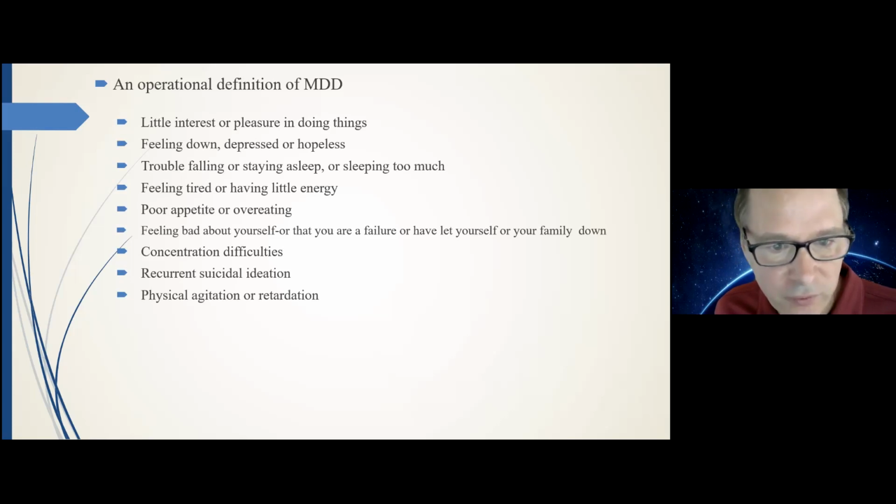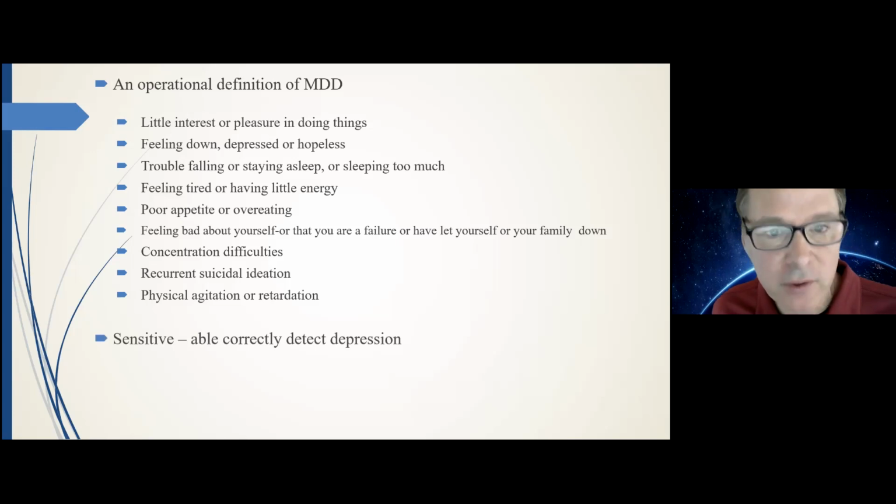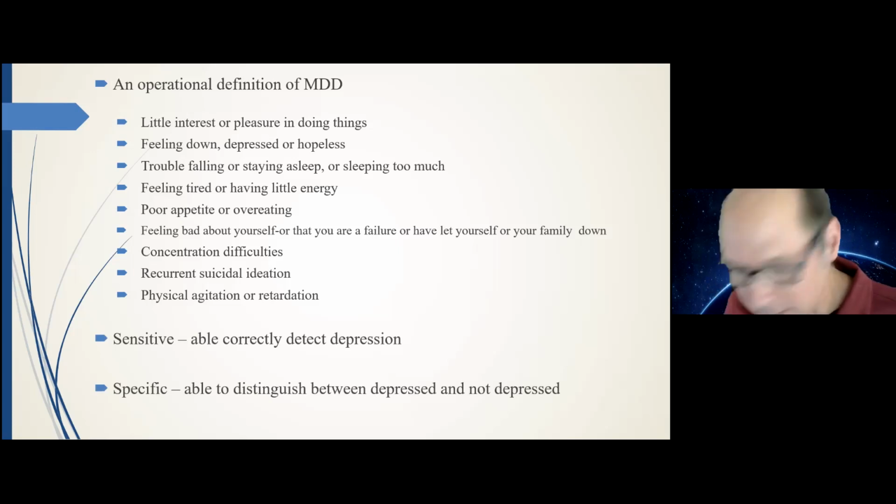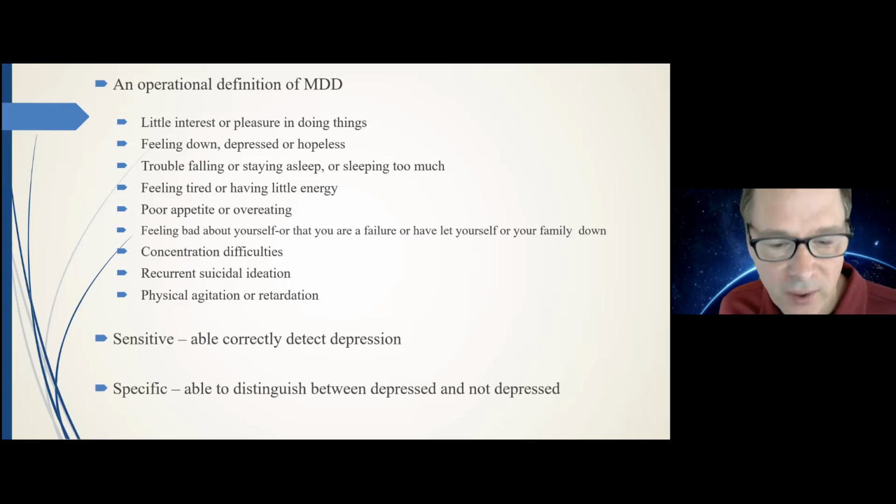In the DSM, there are 2 features that we want diagnostic criteria to have to be good diagnostic criteria. The first is that they should be sensitive. That means they should be able to correctly detect depression. The second feature you want in a DSM criterion is that it be specific, meaning that it can distinguish between, say, being depressed and not depressed, or distinguish between depression and anxiety or depression and psychosis.